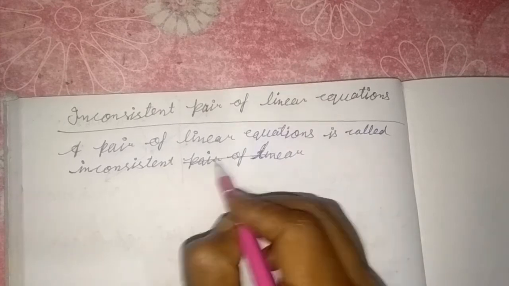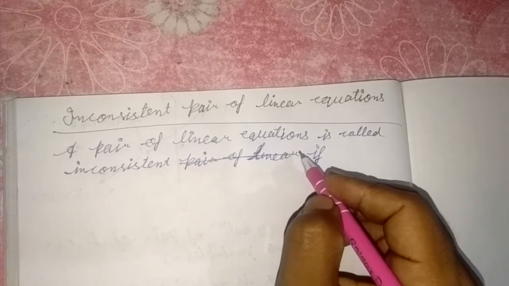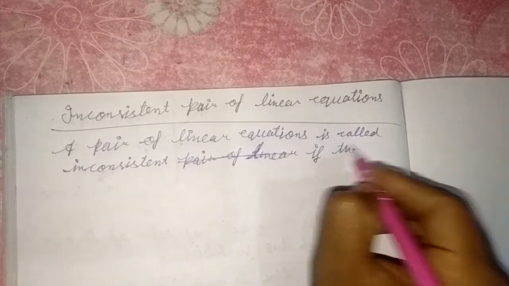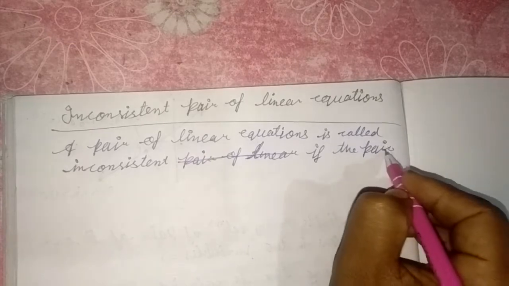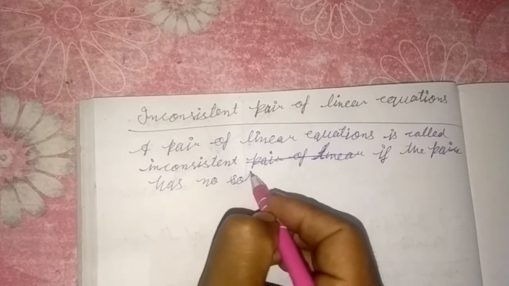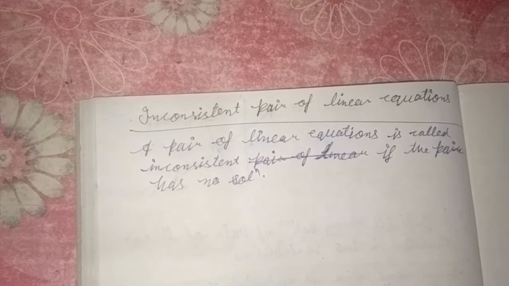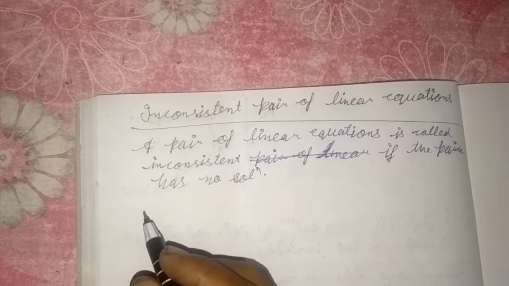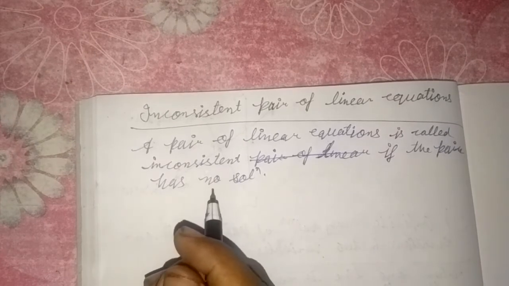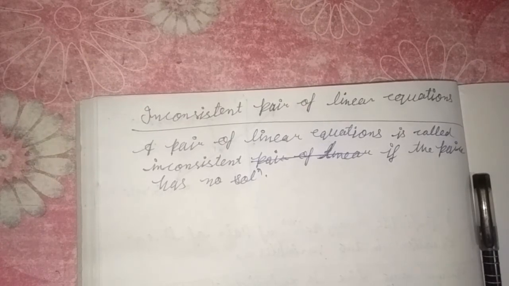You can also say it is inconsistent if the pair has no solution. Okay, our next heading. So in this we can write here, no solution means that only the pair of linear equations will exist.